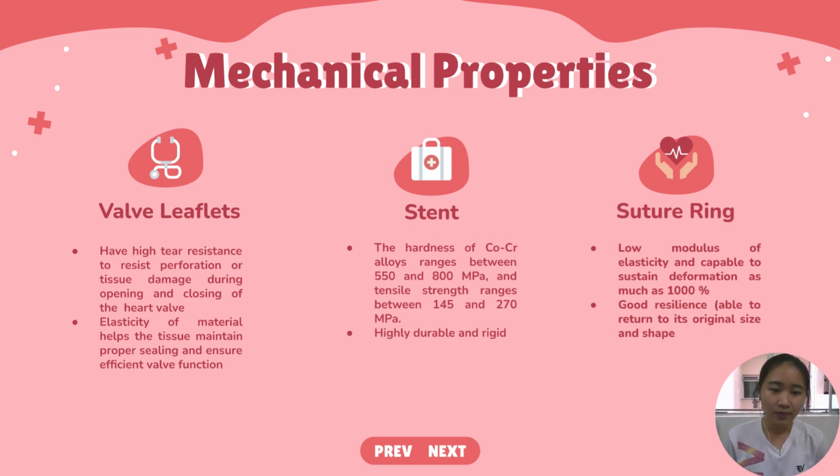While for structural ring, it has low modulus of elasticity and is capable of sustaining deformation as much as 1000%, and is good resilient, means that it is able to return to its original shape and size.